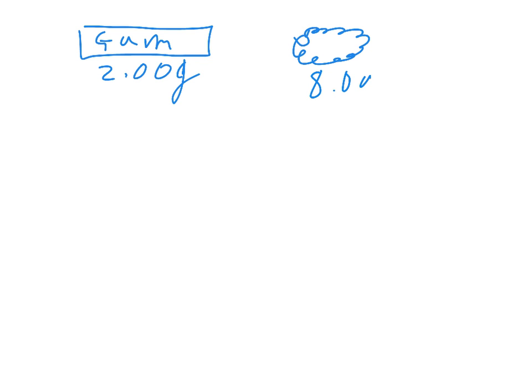I needed a clean slate here, we've got gum, 2 grams, we had the gum all chewed up, oops, not 8 grams, 0.80 grams. That's your ABC gum.